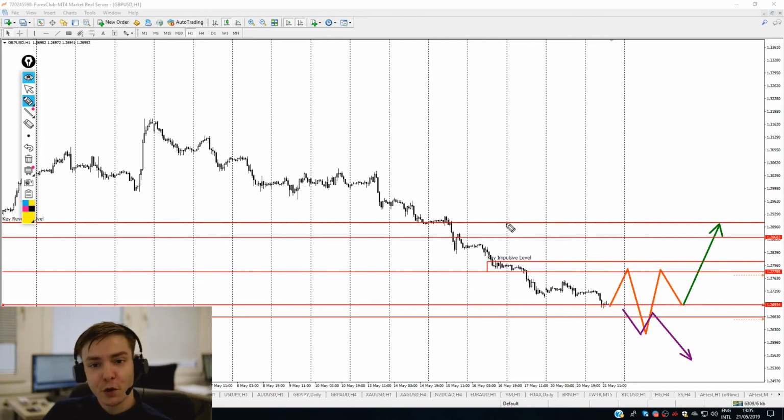The second scenario is that the market will reject this price below the key reversal level and will try to test this impulsive level of the horizon strategy. And at this key impulsive level, we would like to see consolidation. After our horizon formation is formed, we would like to open the long position.